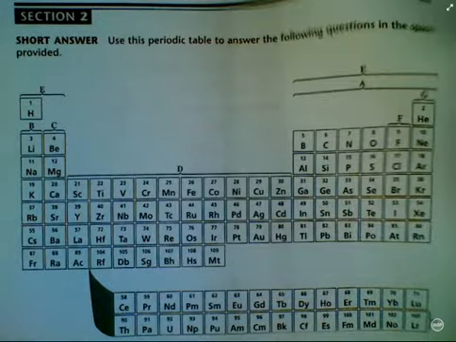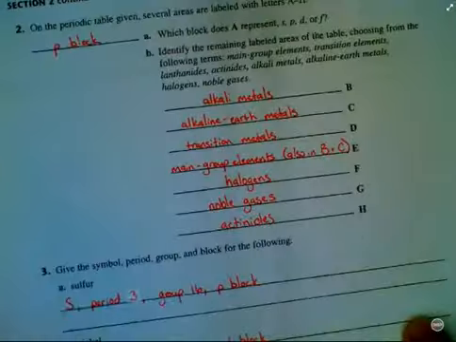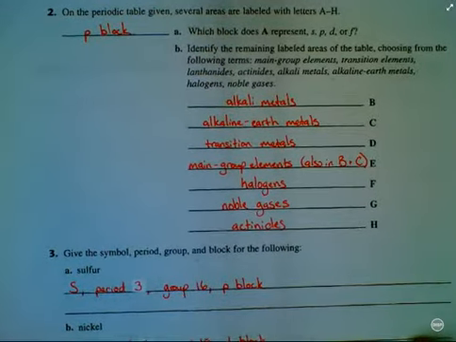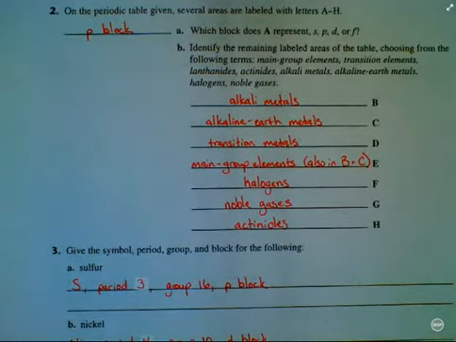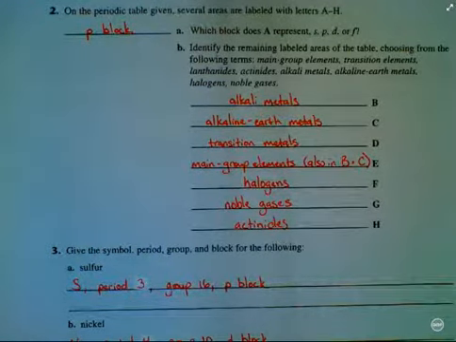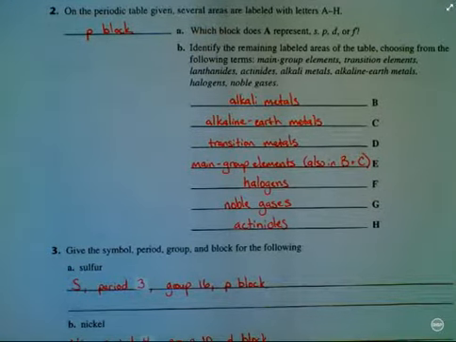So let's see if that's actually the order that we wrote down. Alkali metals, alkaline earth metals, transition metals, main group elements, which are also present in B and C, right? Because the alkali metals and alkaline earth metals are both in main groups. Then the halogens, then the noble gases, and then lastly, the actinides way down there at the bottom of the periodic table.